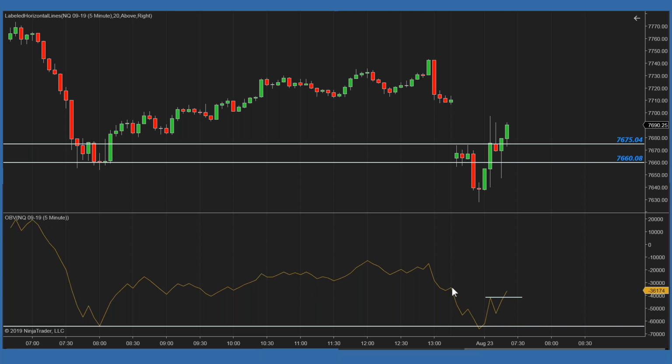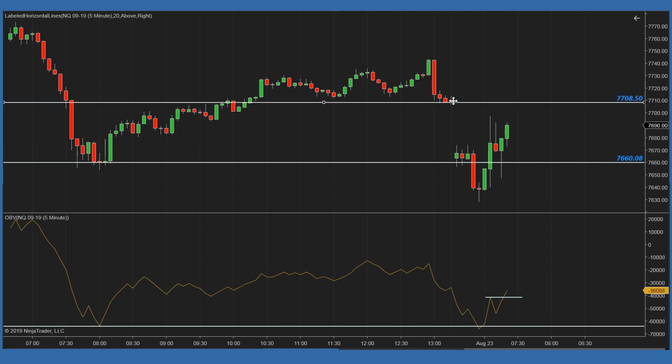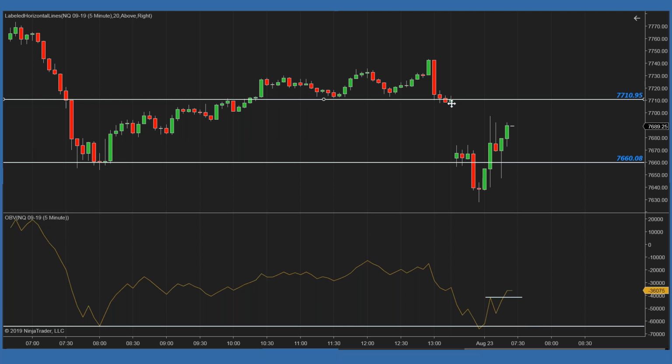The next peak is back here, and that's going to coincide with this little itty-bitty bar right here. Okay, so volume is back, or nearly back where it was when prices were up here, but prices aren't there. Prices are still lagging.